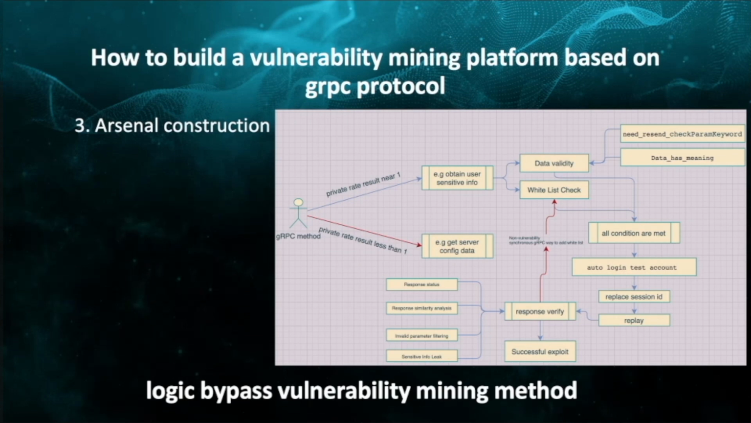My colleague mentioned the privacy calculation method of the gRPC. We will obtain a private gRPC interface through the result of data analysis. If its rate is close to 1, then it is nearly private and easily contains sensitive information. If its rate is close to 0, it is nearly public, and the content may be some server-side public configuration.